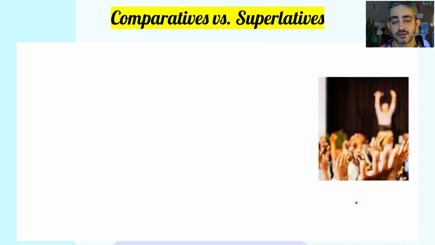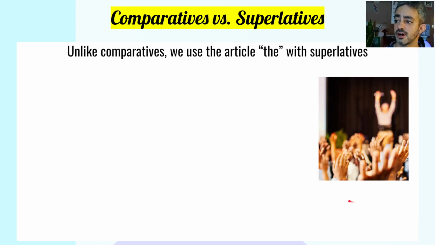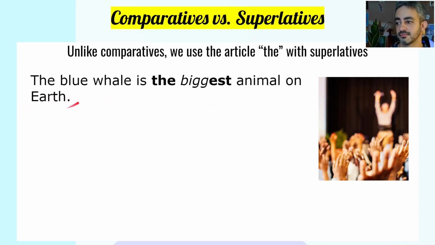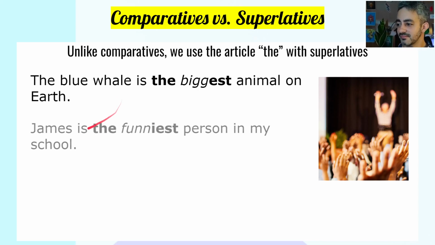So now let's talk about the differences between a comparative and a superlative adjective. First off, unlike comparatives, we use the article the with superlatives. The blue whale is the biggest animal on Earth. There's your answer. The blue whale is the answer for what animal is the biggest animal on Earth.